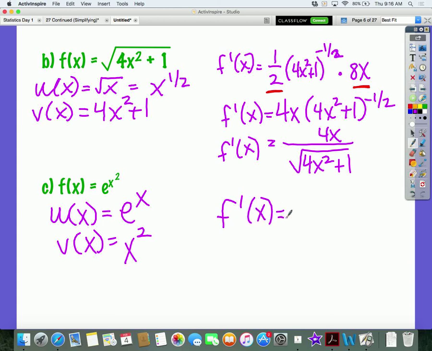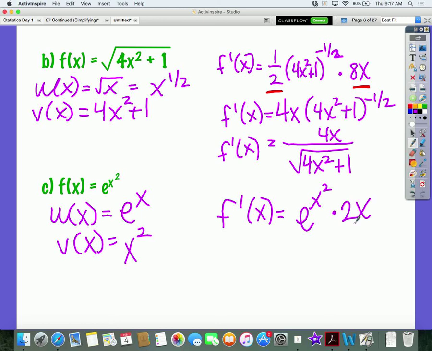The derivative of the outside function is e to the x. But we're not going to put an x, we're going to put x squared. But then you have to multiply it by the derivative of the inside, which is 2x.